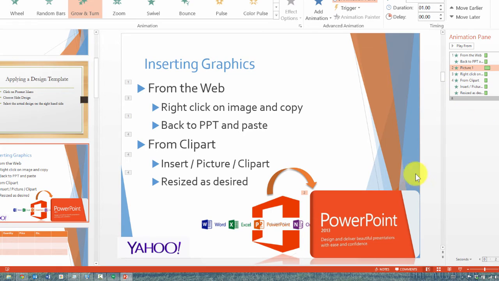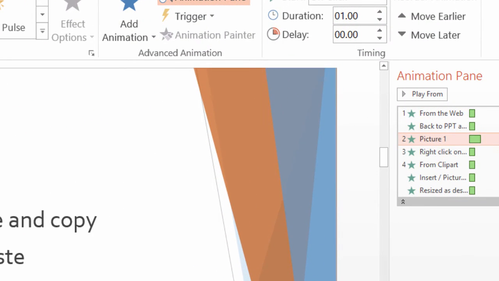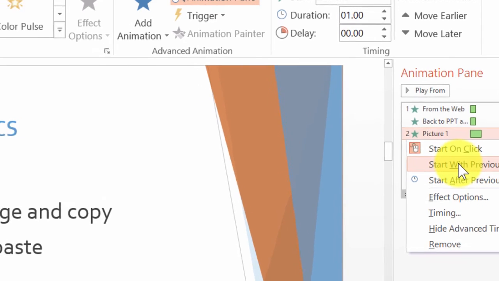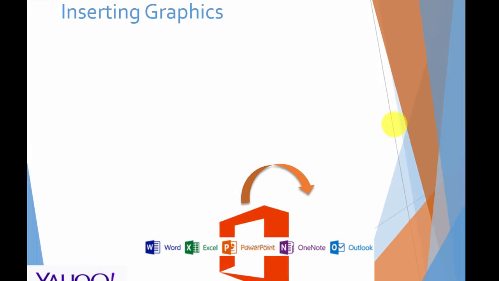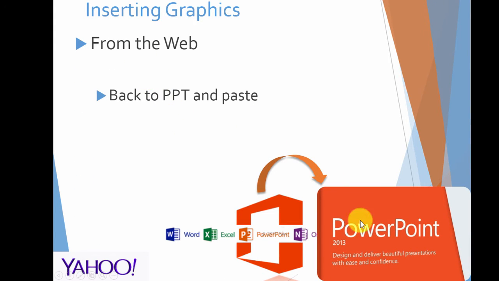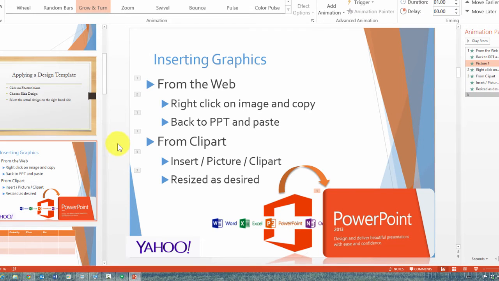Now the next thing you could do is bring this image at the same time as number 1. To customize that, all we have to do is change picture number 1 here to start with the previous. That means that whenever this number 1 comes, it'll also bring the picture down here. So we just changed it. Now let's present it. Notice number 1, it's coming together. So you get the idea. It's basically add animation to different objects that you want on the page and then adjust the order as well.